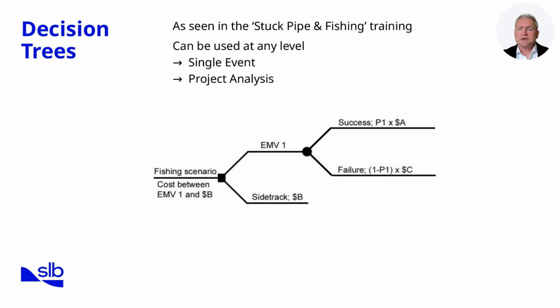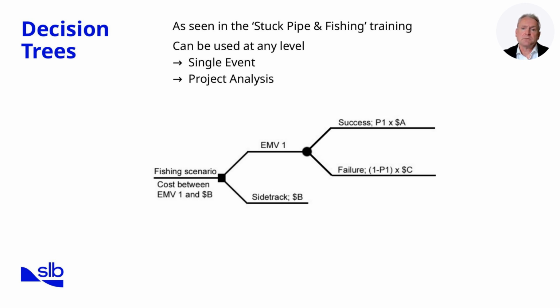The diagram shows a decision tree for a fishing scenario during drilling operations. The purpose of the tree is to help us decide whether to attempt fishing or to sidetrack immediately by comparing the economic consequences of each option. Starting on the left, we begin with the fishing scenario. This leads us to a decision node with two possible paths. The upper branch represents an attempt at fishing.